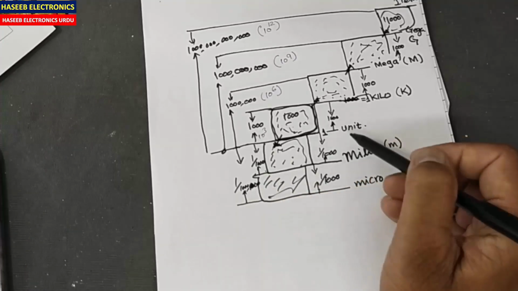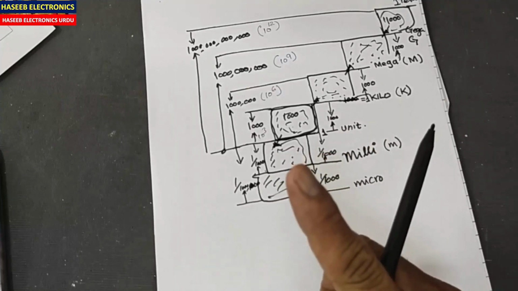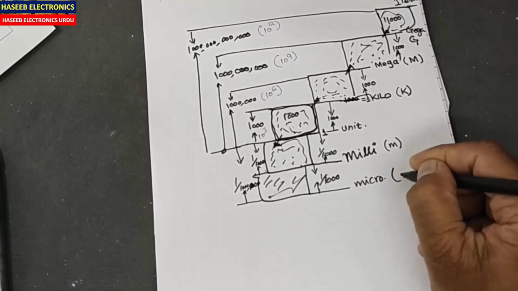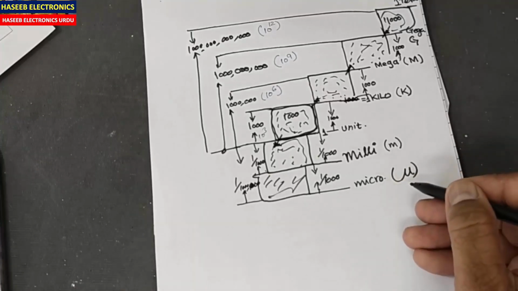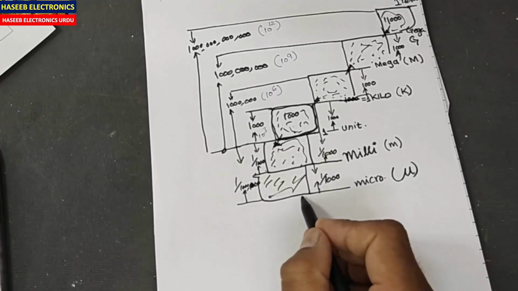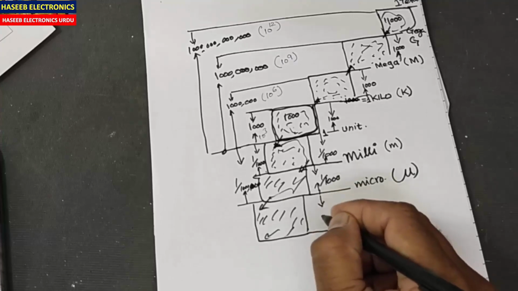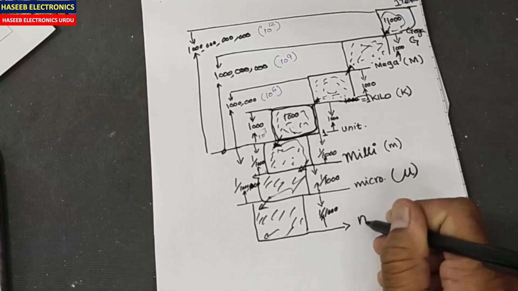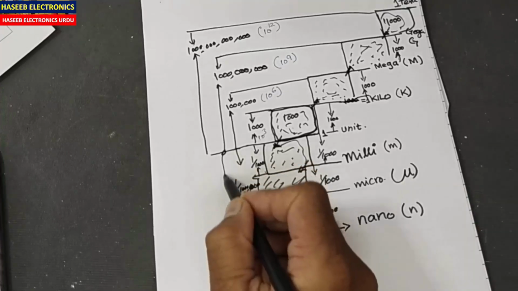We can say if we divide 1 unit into 1 million parts, out of 1 million, 1 part will be called micro, and it is indicated by the Greek letter mu. It is not U, it is mu. It is a Greek alphabet. We have 1 micro. If we divide 1 micro into further 1000 parts, 1 over 1000, it is called nano, small letter n.